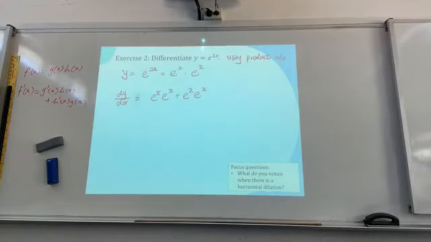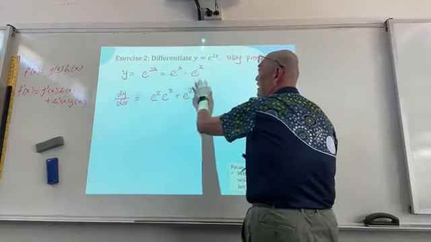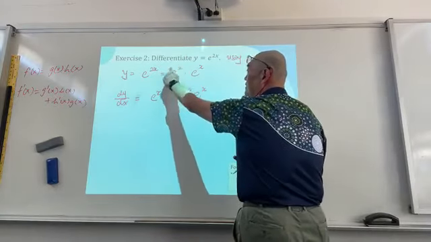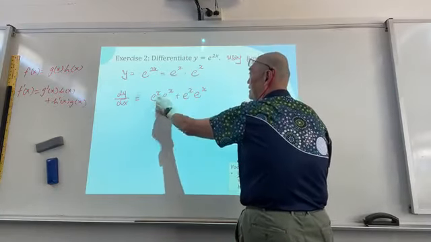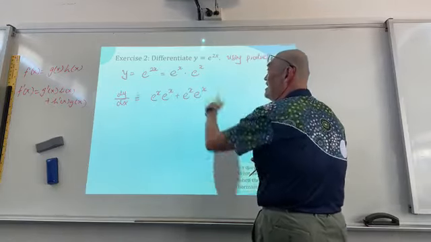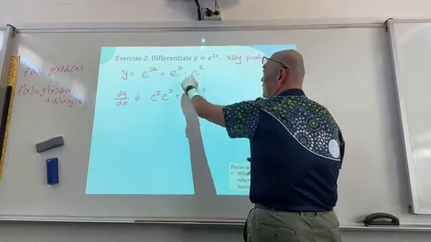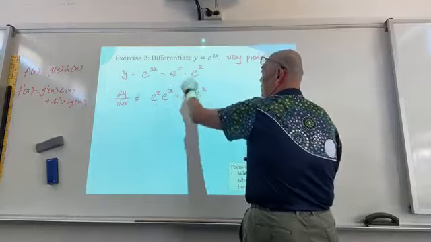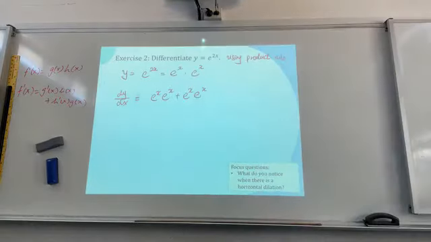See, if you use the product rule, you've got e^x times e^x. If this is g(x) and this is h(x), I take the first derivative of that, dx times that, and then I take the first derivative of this, dx times that. So therefore, you actually have e to the power of 2x plus e to the power of 2x. And what do you get? 2e to the power of 2x.